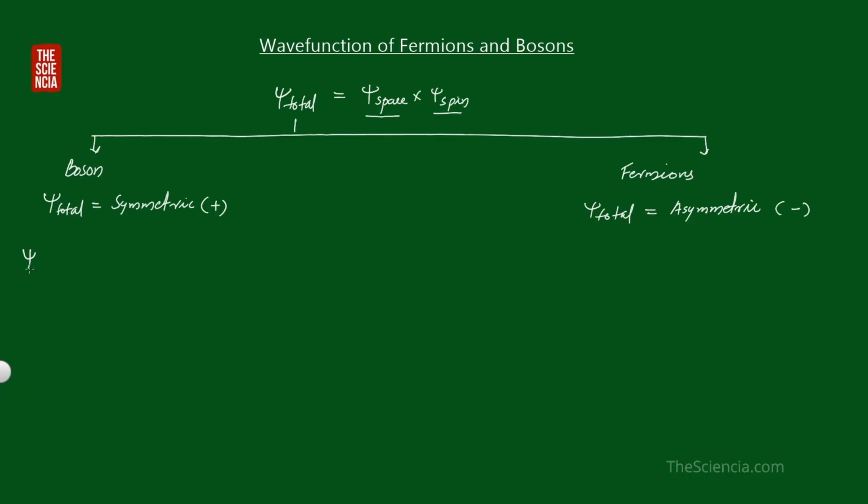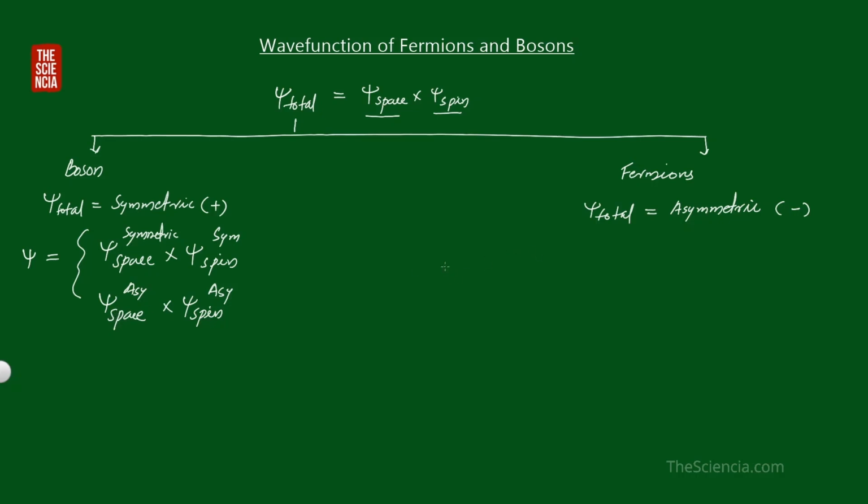And that will be symmetric for boson particles, and that should be asymmetric or antisymmetric for fermions. Suppose this is the wave function of a boson. I told you the wave function of a spin particle has two parts: one is psi space and one is psi spin. So if the space part of the wave function is symmetric, then the spin part also should be symmetric. Then only the product of these two will be symmetric. And if the space part is antisymmetric, then the spin part also should be antisymmetric. Then only the total wave function will be symmetric.